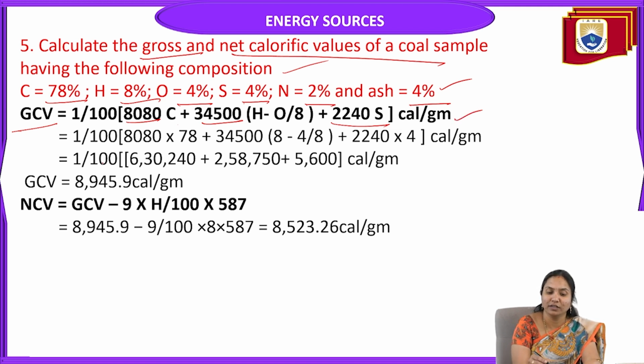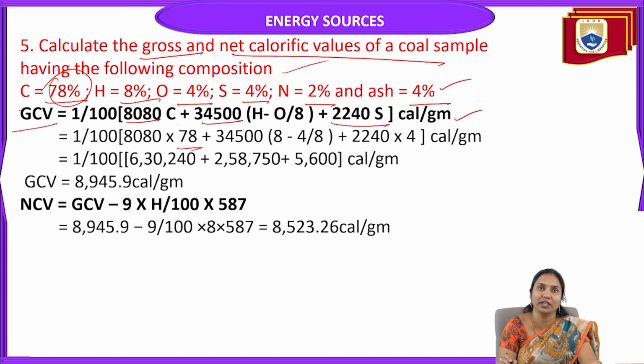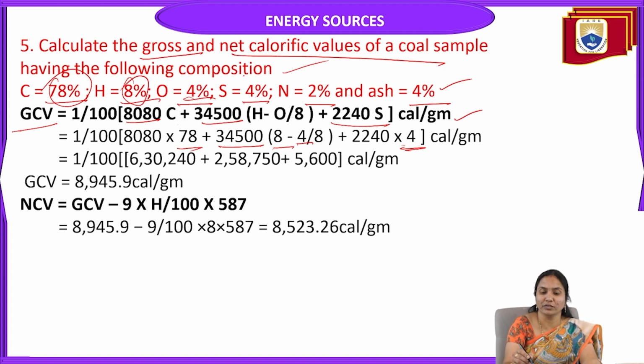After that we get 1 by 100 into 8080 into 78, the percentage of carbon in this fuel, plus 34,500 into H, where the hydrogen percentage is 8. So we substitute 8 minus the oxygen percentage, 4, so 4 by 8, plus 2,240 sulfur. The sulfur percentage is 4, so we substitute 4% of sulfur here.